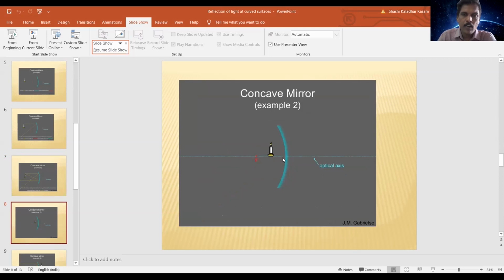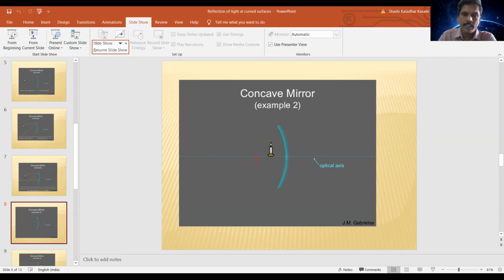We can place the object in front of a concave mirror at different positions. If you place an object at infinite distance in front of a concave mirror, the image is obtained at focus or principal focus. Then we can place the object beyond C, on C, in between C and F, on F, in between pole and focus. C means center of curvature.